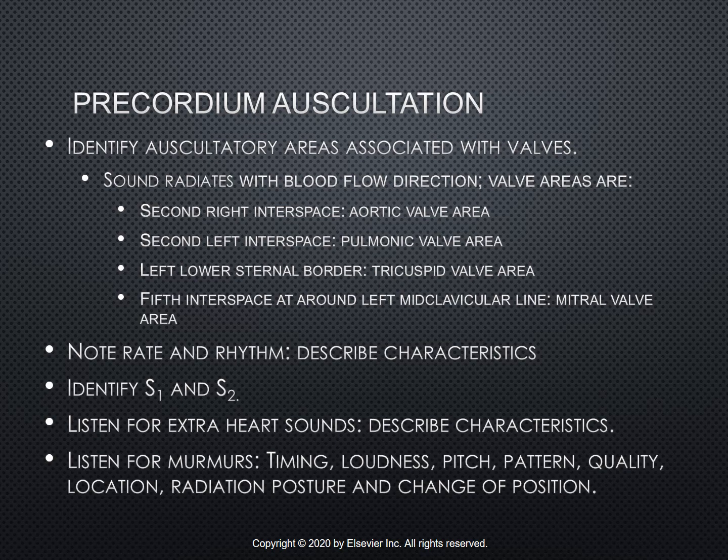Then on the left side, second intercostal space, pulmonic valve. Third left intercostal space is Erb's point. Fourth left intercostal space is tricuspid valve. And the fifth left mid-clavicular line, you'll hear the mitral valve.